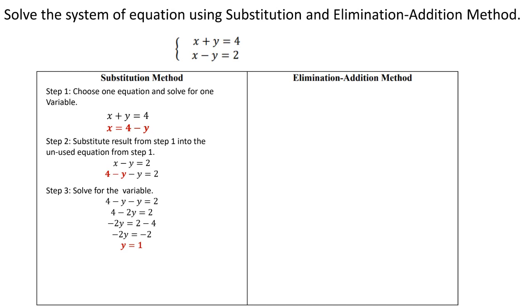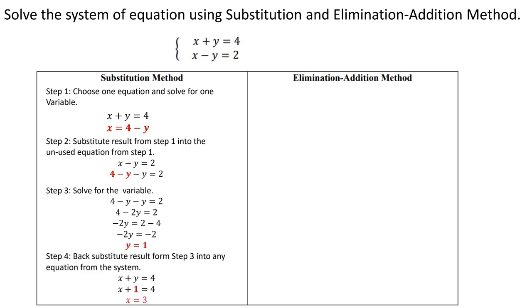So now we solve for the variable. We have 4 minus y minus y, which is negative 2y, is equal to 2. I'm going to subtract 4 on both sides. So we get negative 2y equals 2 minus 4. And then if we keep simplifying, we end up with y is equal to 1. So now we have one of our variables, and now we need to look for the second variable, which is x.